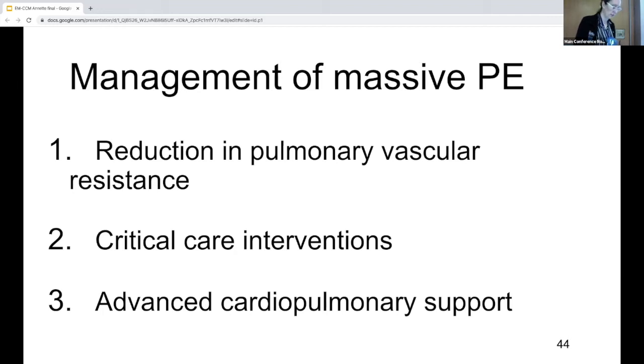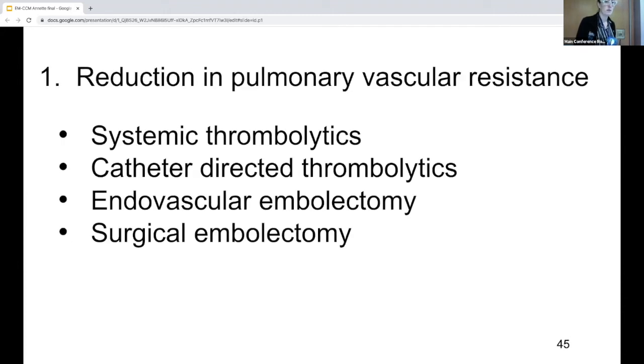Generally, patients with massive PE often decompensate very rapidly. They might look fine one minute and then deteriorate. The key is the reduction in pulmonary vascular resistance. Those are basically the forms of definitive treatment.